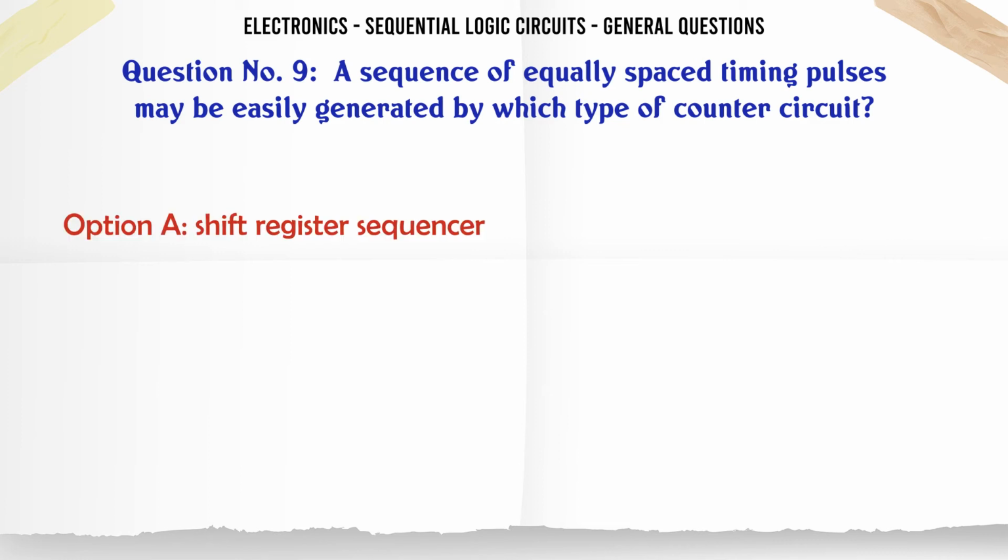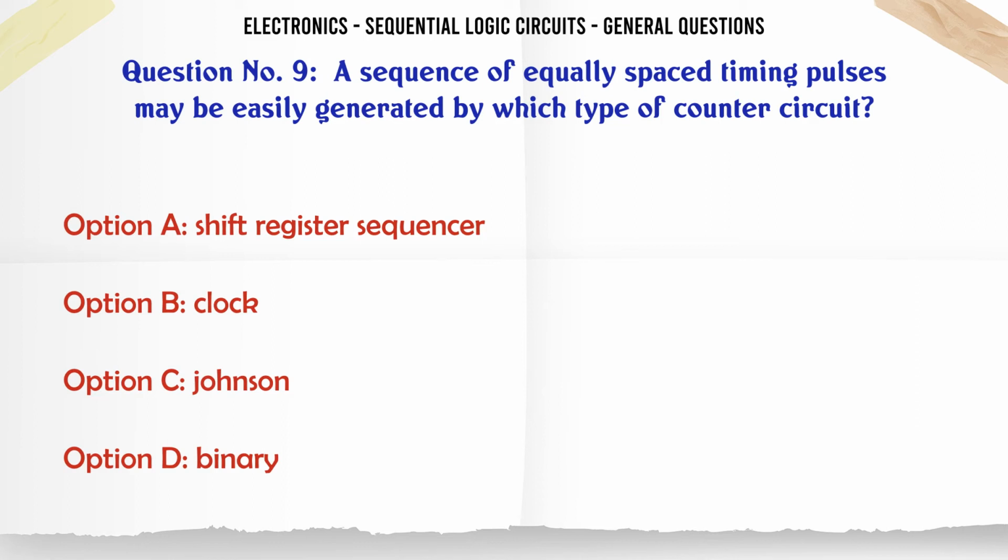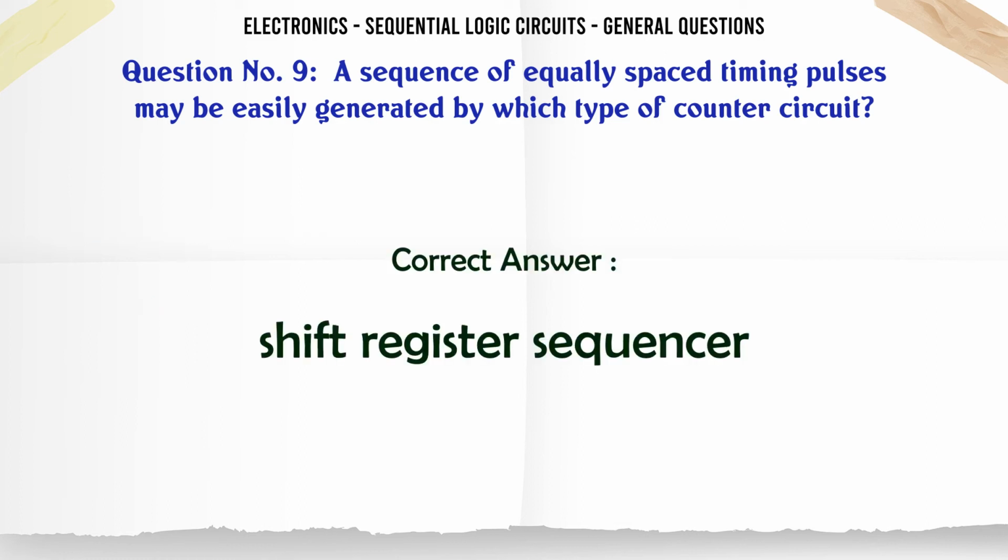A sequence of equally spaced timing pulses may be easily generated by which type of counter circuit? A. Shift register sequencer. B. Clock. C. Johnson. D. Binary. The correct answer is shift register sequencer.